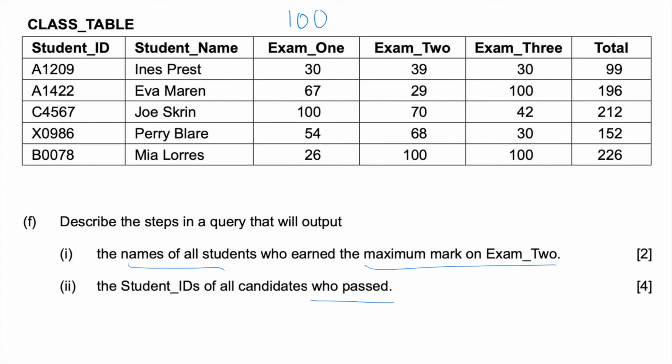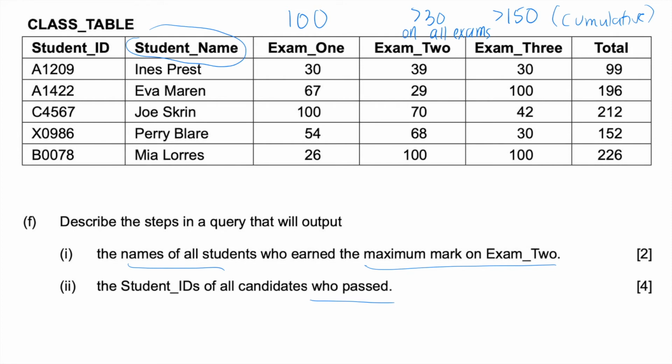Basically, to pass your exams, you had to get greater than a 30 on all exams, and you had to have a cumulative total of greater than 150. So greater than 30 on all exams, and then greater than 150 cumulative total. This isn't even the whole table, but this was just an example. So the names of all students who earned the maximum mark on exam 2. What we actually want to print out for this one is student name.